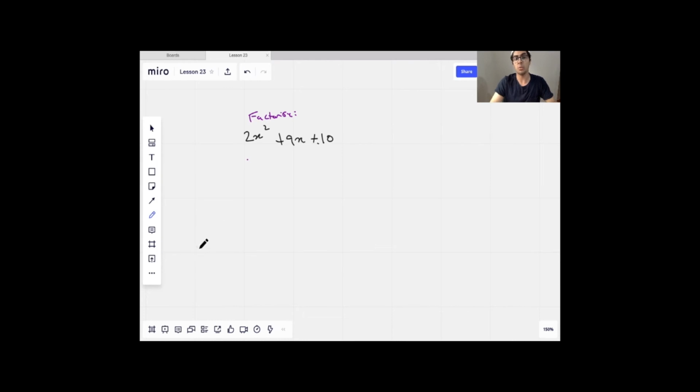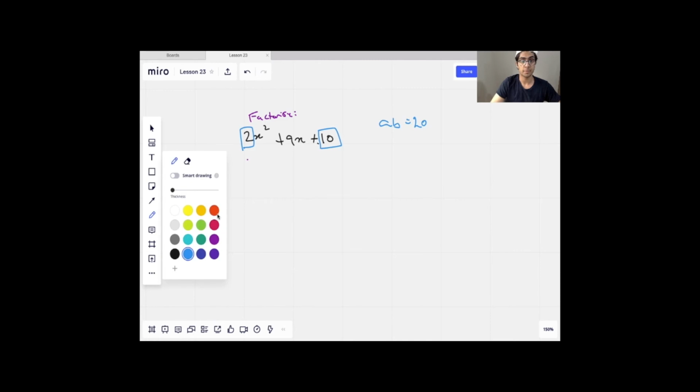So before, we were looking for numbers which multiplied to this number here and then added to that coefficient there. This time around, what we do is we consider the coefficient in front of x squared, this number here, and the coefficient in front of the 10. And then we say AB is equal to this coefficient times that coefficient, i.e. 10 times 2, 20, and we'll add to 9, and A plus B equals 9. That's what we do this time around. And we have to find the two numbers that can accomplish this.